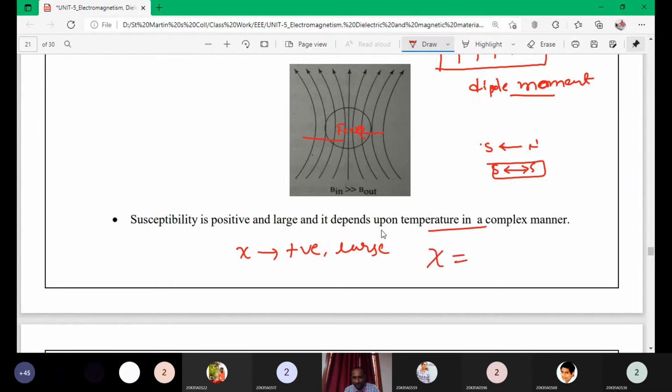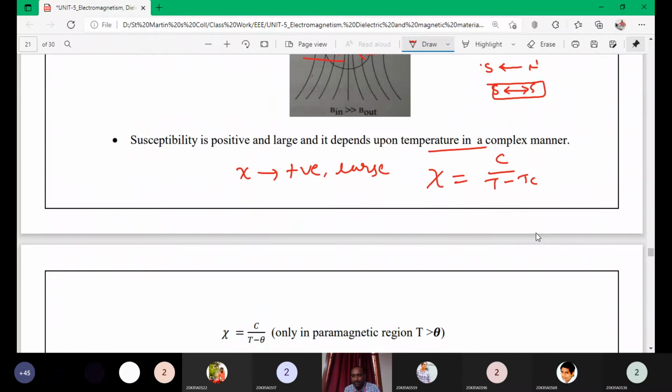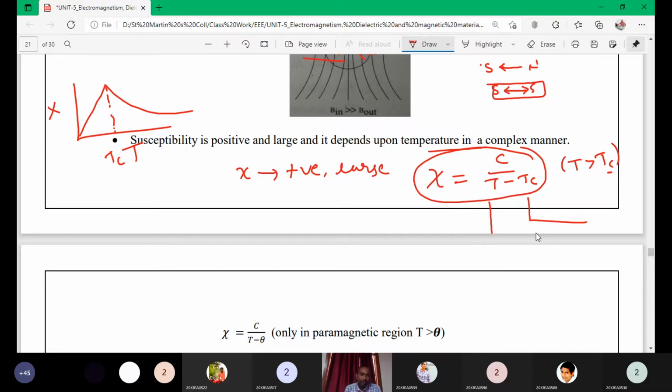Chi depends on C by T minus Tc, where always T, the temperature, is greater than Tc, the Curie temperature. If you plot the graph of susceptibility versus temperature, it increases up to a particular temperature. After that, the magnetic field decreases. This particular transition temperature we call the Curie temperature, and this law we call the Curie-Weiss law. Up to this transition temperature, it behaves as a ferromagnetic material. Beyond this Curie transition temperature, it behaves as a paramagnetic material.